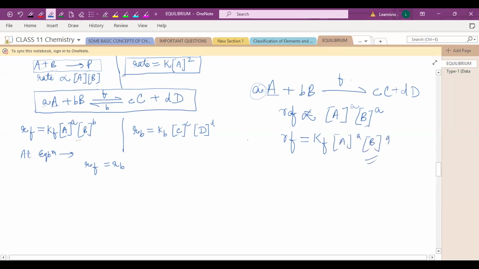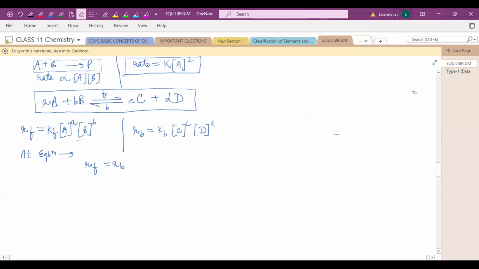Similarly, for the backward reaction, C and D will be the reactants, and what will be the products? The products will be aA plus bB. It is just the opposite in the backward direction. For the backward reaction, you will consider C and D as reactants. These become the reactants for the backward reaction, and these become the products.